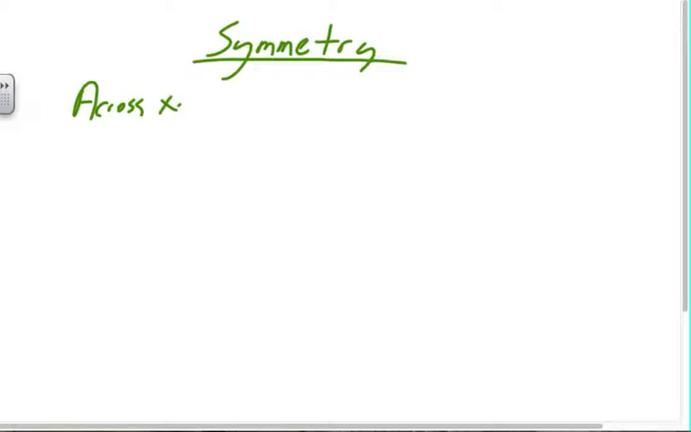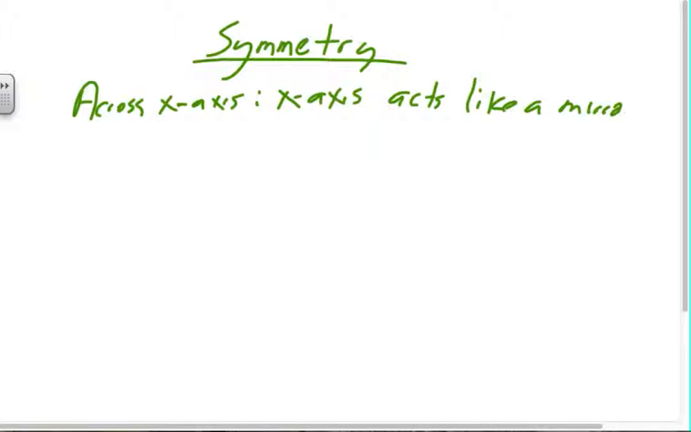Across the x-axis. And this is where the x-axis acts like a mirror. Or the function is a mirror image on either side of it. And I'm going to draw you a picture of what one of these looks like.